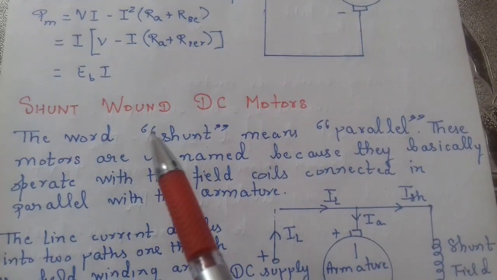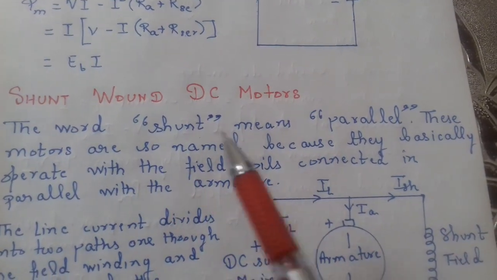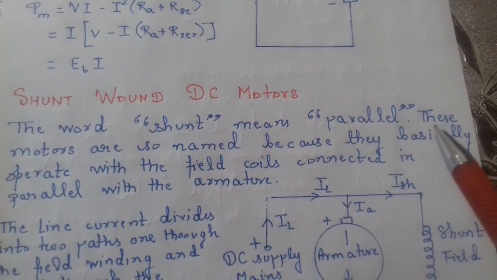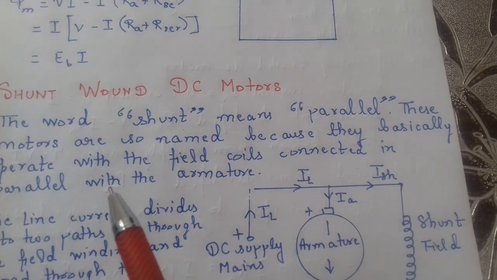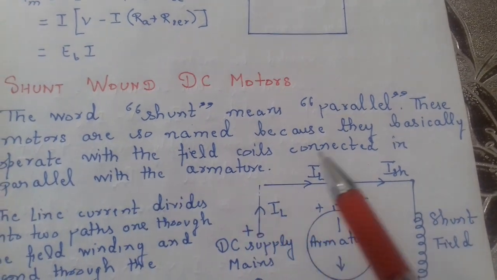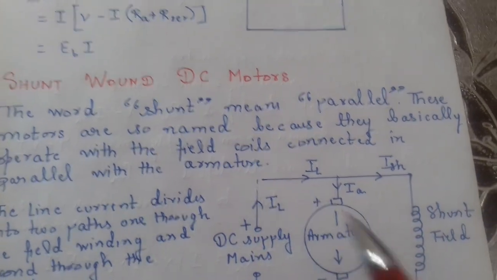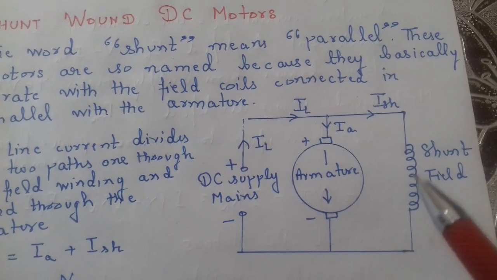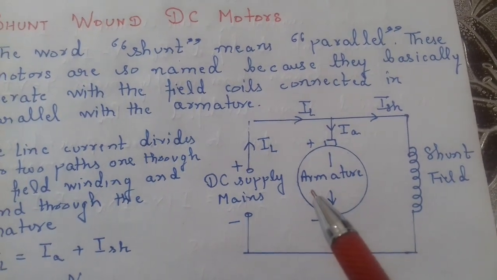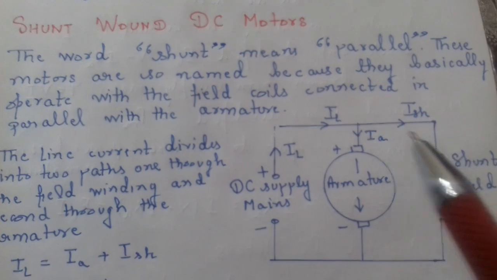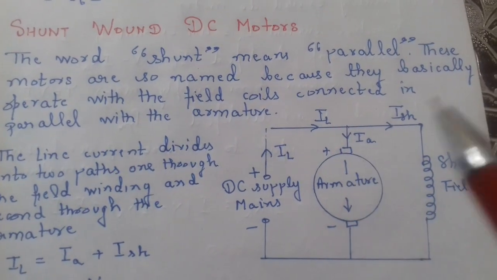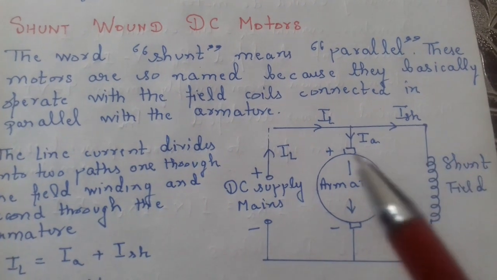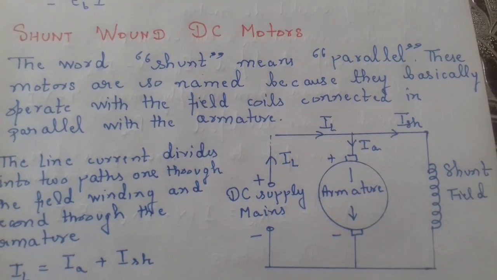Now next come to the shunt wound DC motor. The word shunt means parallel. These motors are so named because they basically operate with the field coils connected in parallel with the armature. In this, the shunt field coil is connected in parallel with the armature. Now the line current provided from the supply is divided into two parts. One is the shunt current and another one is the armature current.